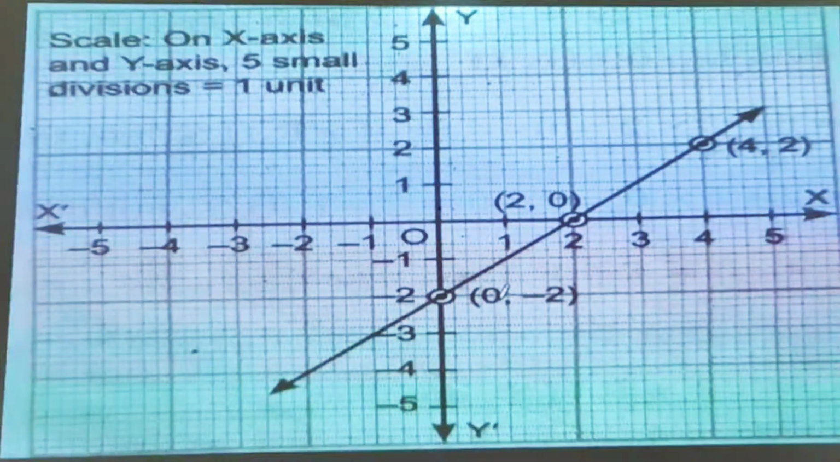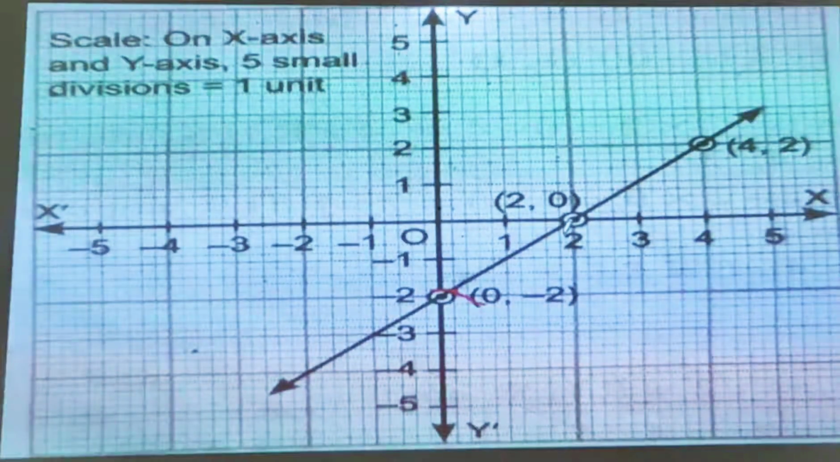If the value of x is 0, it will lie on the y-axis. So here you can see 0 and minus 2. This is our point (0, -2). Then our second pair is (2, 0).